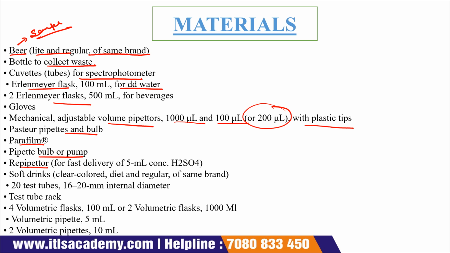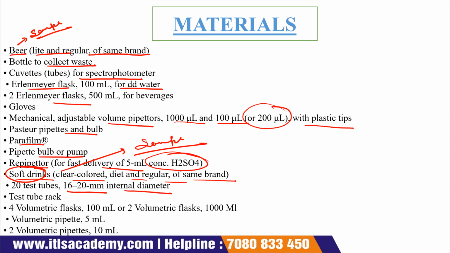repipettor for fast delivery of 5 ml of concentrated H2SO4. We also require soft drinks, clear color, dyed color, regular of the same brand. This soft drink is also a sample in which we are going to determine the carbohydrate concentration. 20 test tubes, 16 to 20 mm internal diameter, a test tube rack, 4 volumetric flasks of 100 ml, 2 volumetric flasks of 1000 ml, that is 1 liter.